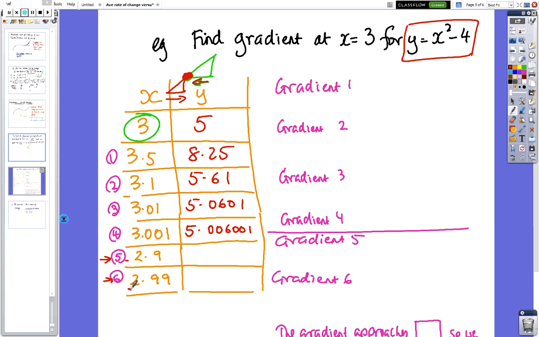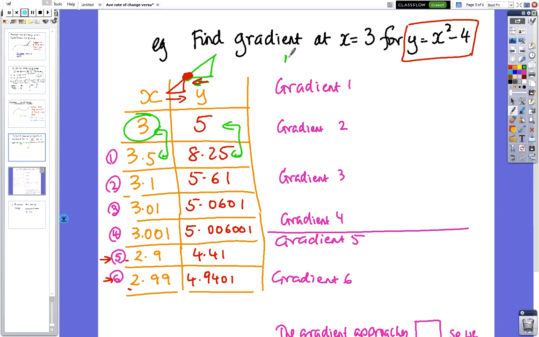Now I'm going to go from behind, still going towards 3, getting closer to 3, but from below 3. So 2.9 squared minus 4 equals 4.41, and 2.99 squared minus 4 equals 4.9401.